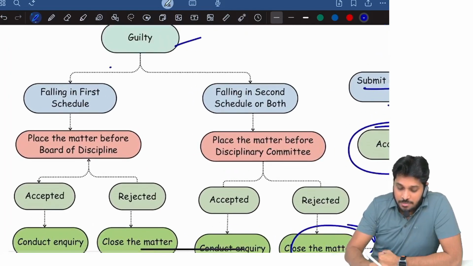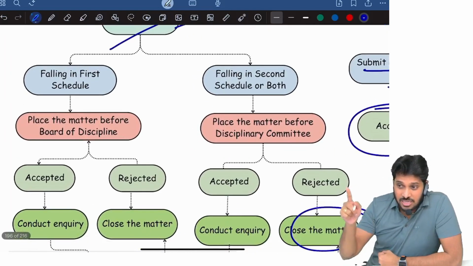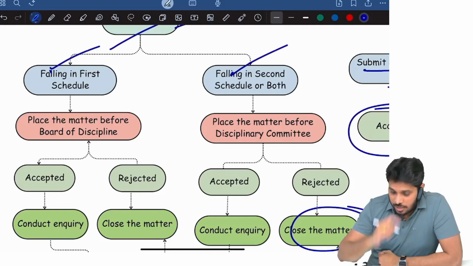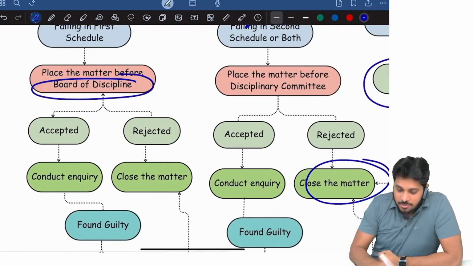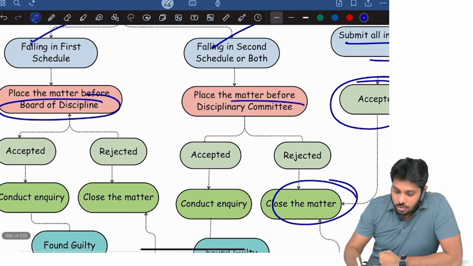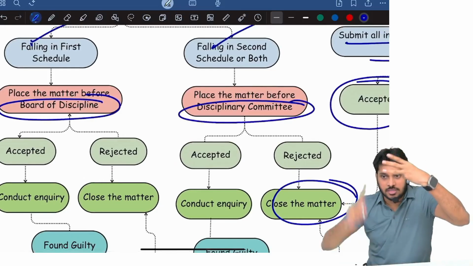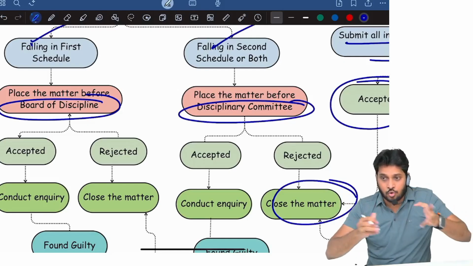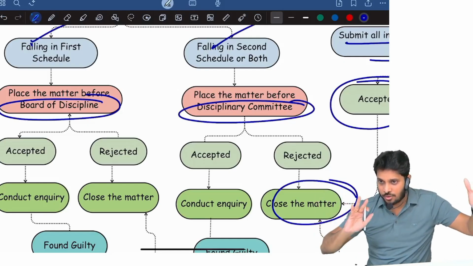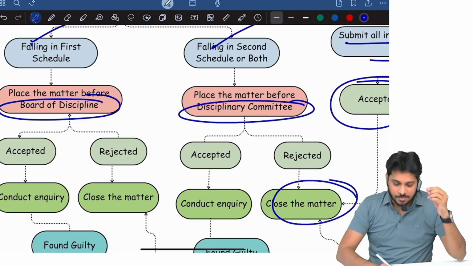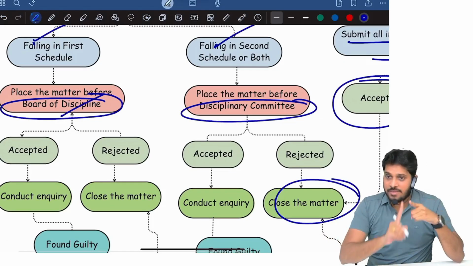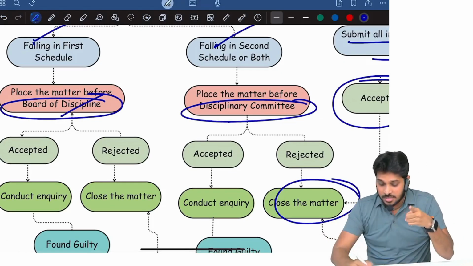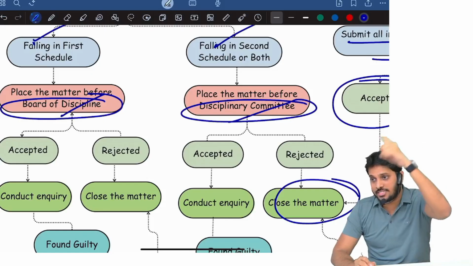Now suppose, prima facie, he felt it is guilty. Which one: first schedule or second schedule? If it is first schedule, place the matter before the Board of Discipline. If it is second schedule, the disciplinary committee. See, there are 3 bodies: disciplinary director, Board of Discipline, disciplinary committee. The disciplinary director is the person who will route this. Yes or no? So it's like a router. The Board of Discipline will handle all first schedule offences. The disciplinary committee will handle all second schedule offences.